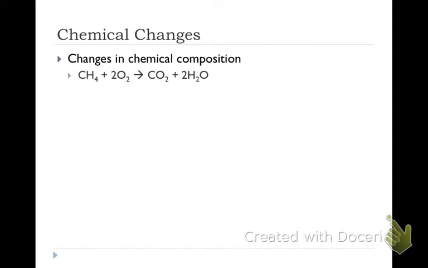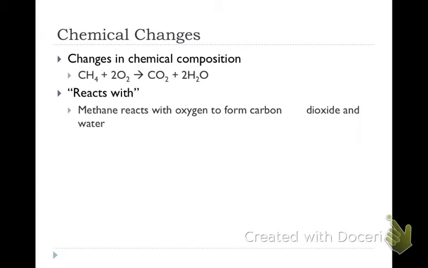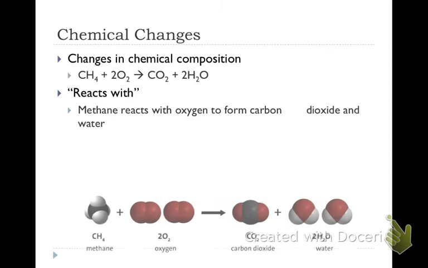With these, I always want you to find the arrow first, and then look at the left-hand versus the right-hand side. On the left-hand side, we have CH4, which is methane, and we have O2, or oxygen. On the right-hand side, we have CO2 and H2O. Essentially, we're showing that methane and oxygen, when we put them together, produce, and that's what the arrow represents, carbon dioxide and water. That's going to be a chemical change. Big word of wisdom, if you see the words reacts with, you know it's going to be a chemical change. For example here, methane reacts with oxygen to form carbon dioxide and water.